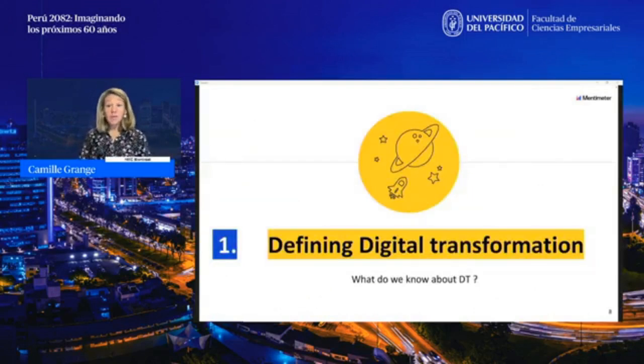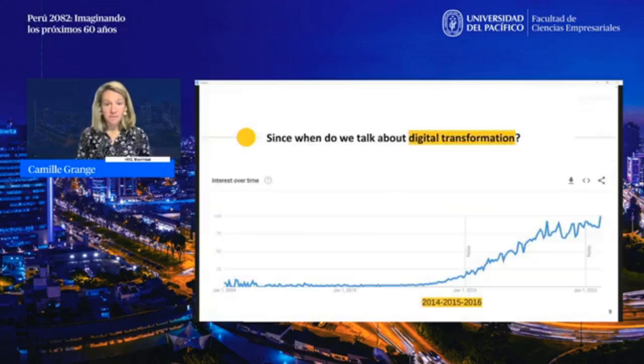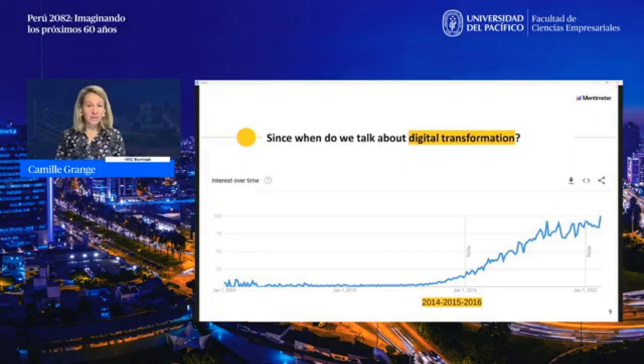So let's get started. What do we know about digital transformation? Well, the first question to ask is when? When did we start talking about it? It was not part of the rhetoric 15 years ago or even 10 years ago. So when did that change in narrative occur? One way to find out is to do something we all do on an everyday basis: we ask Google. And so here we ask Google Trends in particular.